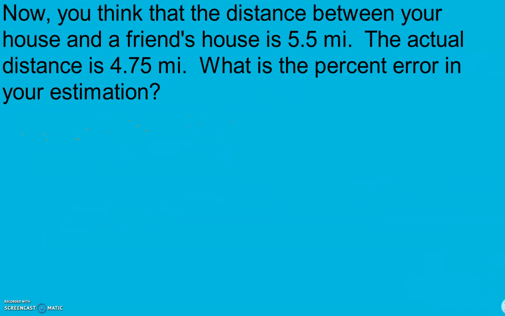Feel free to pause here and give this a try. You think that the distance between your house and your friend's house is 5.5 miles. The actual distance is 4.75 miles. What is the percent error in your estimation? So here we're looking for percent error, and it's in the distances. We're talking about distance, so we don't have to calculate anything else here. My actual distance is 4.75. And my estimated, what we think, is 5.5.